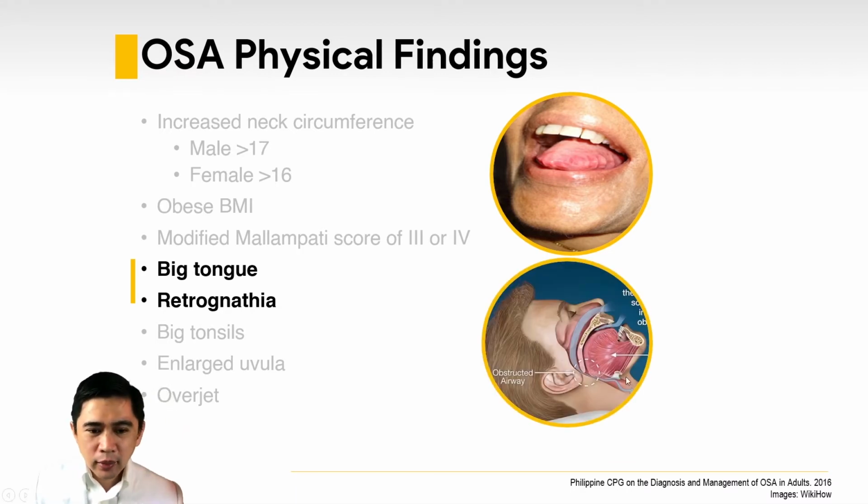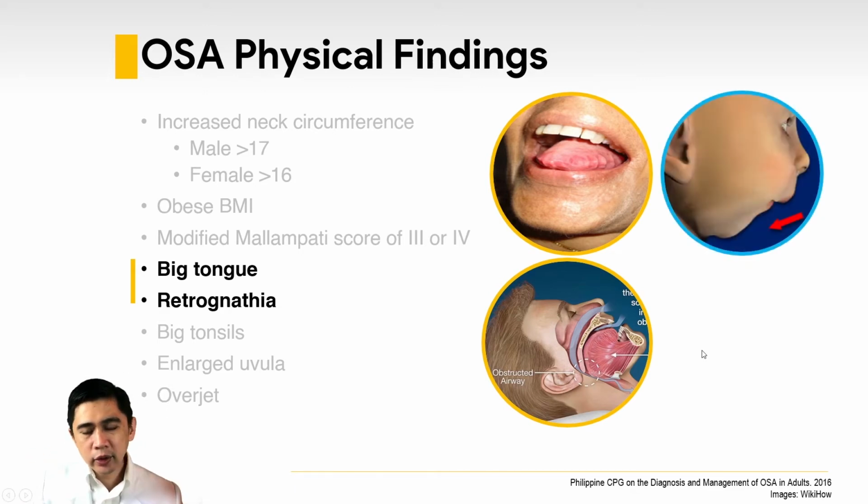So a big tongue will collapse during sleep. It will pull down and it can have chances of snoring or even OSA, because the larger the mass of the tongue, the more chances that it will go back during sleep. And this is retrognathia, wherein there is a congenital very small chin of babies.